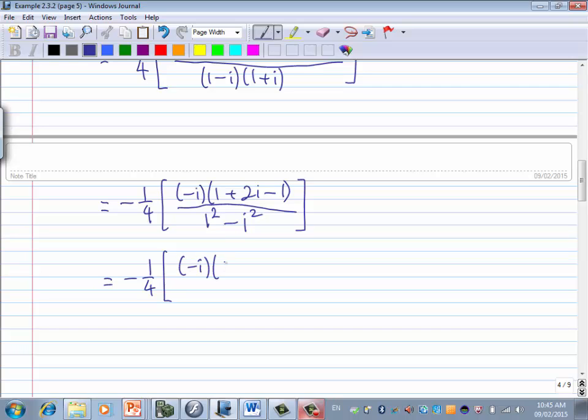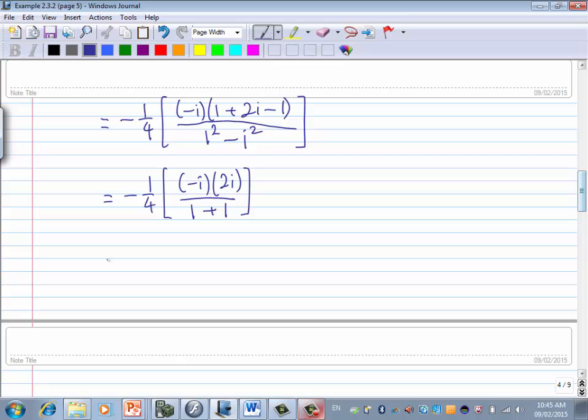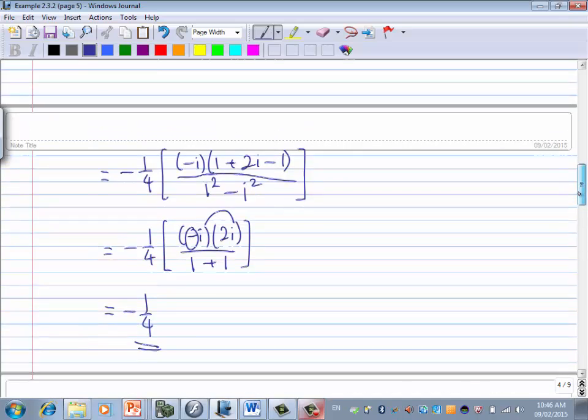Numerator now becomes just negative I times 2I. Denominator 1 minus I squared, that's 1 plus 1. Negative I squared is 1. Actually, it's a very simple number. I times I again negative 1. Negative 1 times negative 1 is 1. There's a negative sign here. So the answer is just this. Okay, finish. So I go back up for you to take some time to do again.